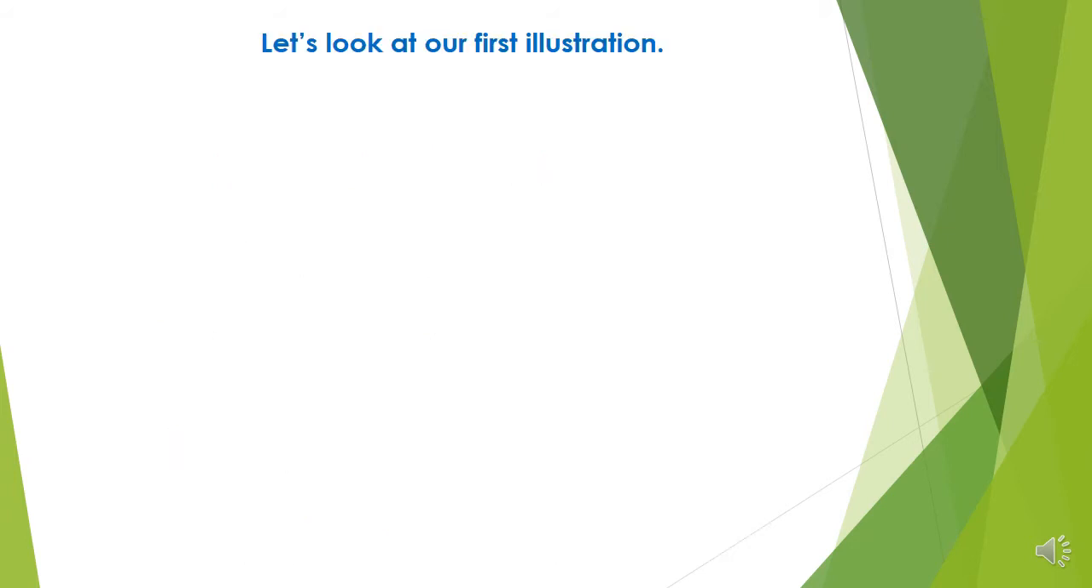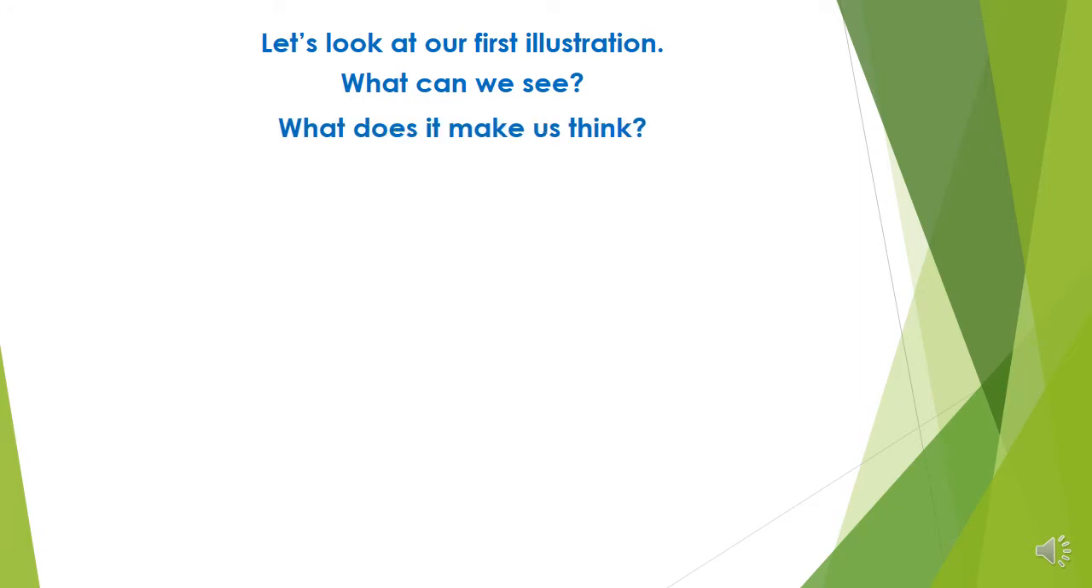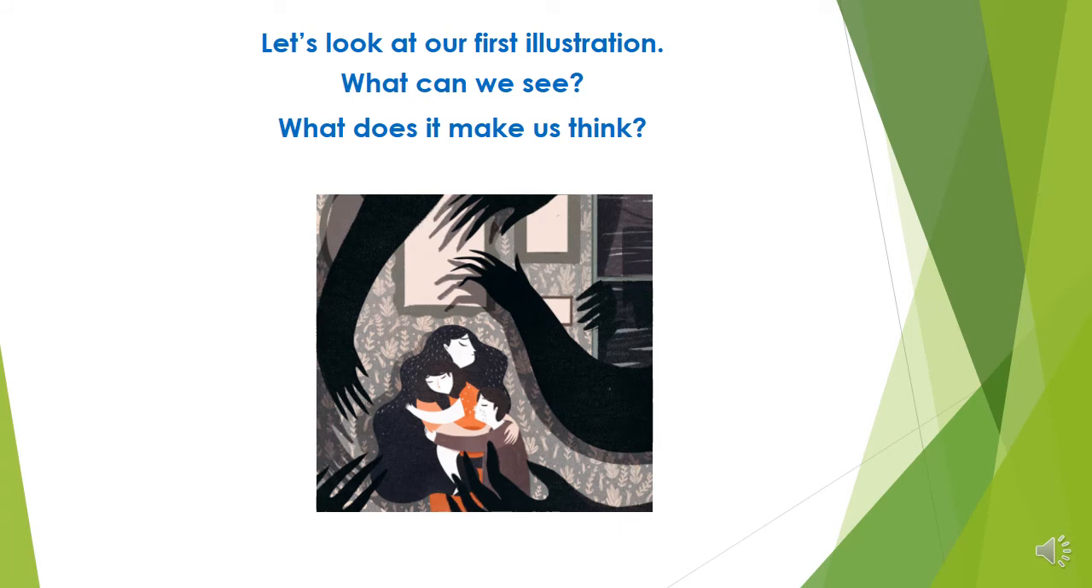Let's look at our first illustration. What can we see? What does this make us think? Okay, so this is our first picture. There looks like there's black arms and fingers. This makes me think that the mood is a little unsettling. There's lots of shadows. I think this means that maybe it's dark.